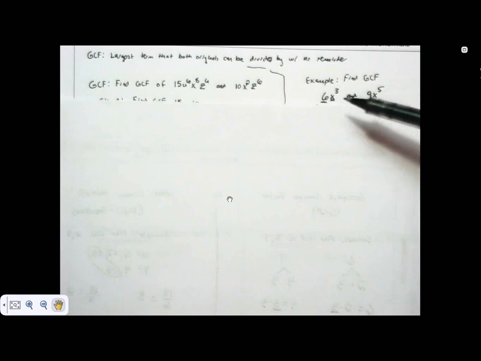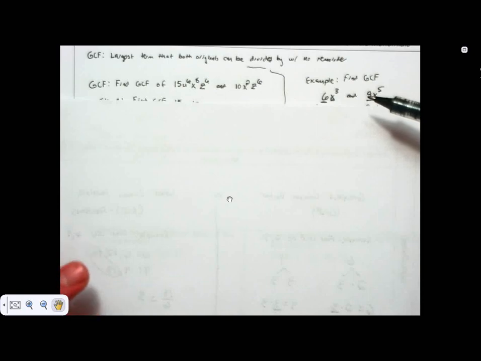The first piece is if we just look at the coefficients, the 6 and the 9, what's the largest number that goes both into 6 and 9 with no remainder? Well, that number is going to be 3. So part of our GCF is going to be 3.